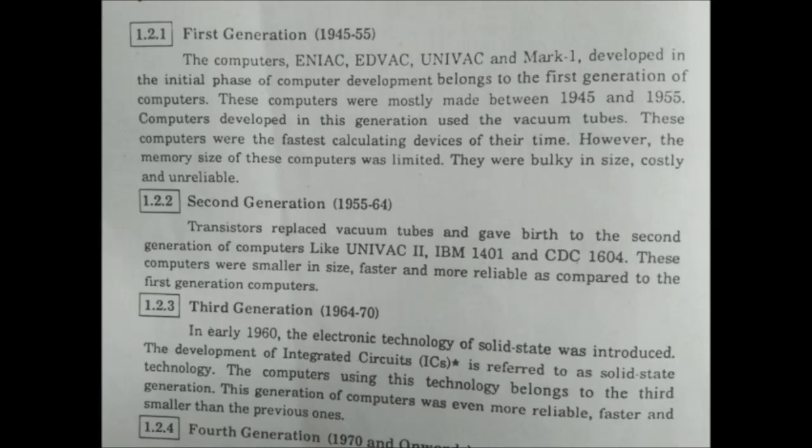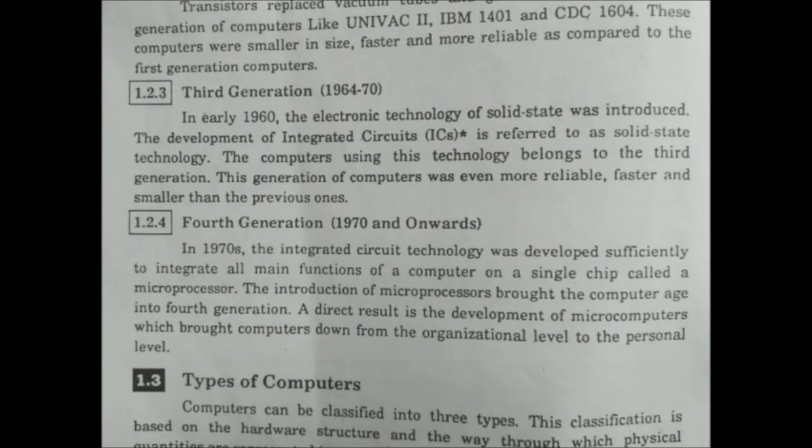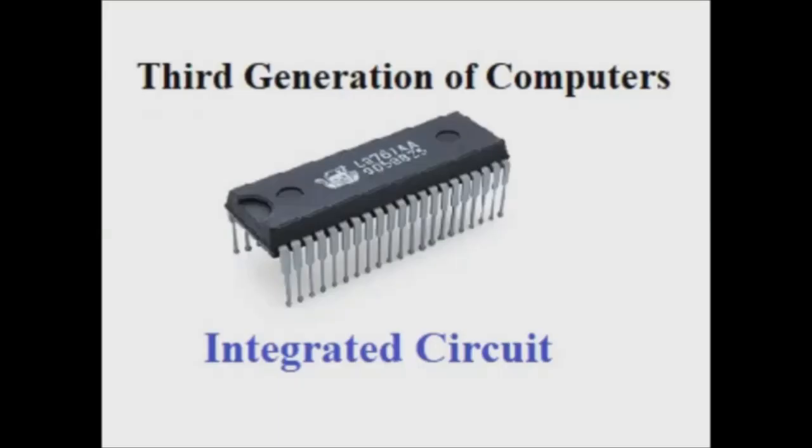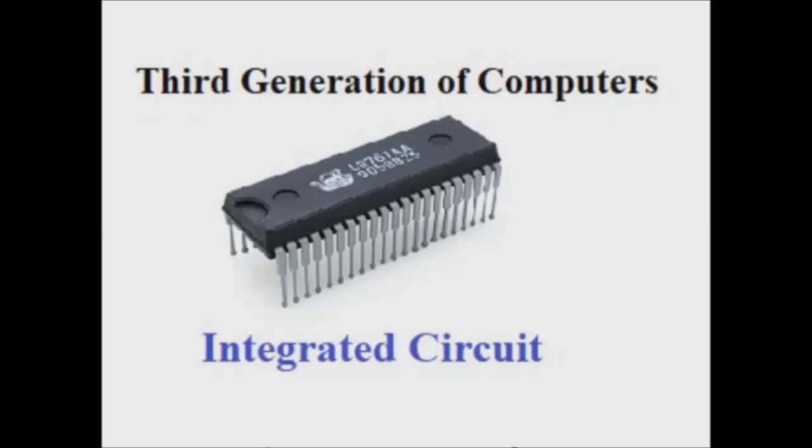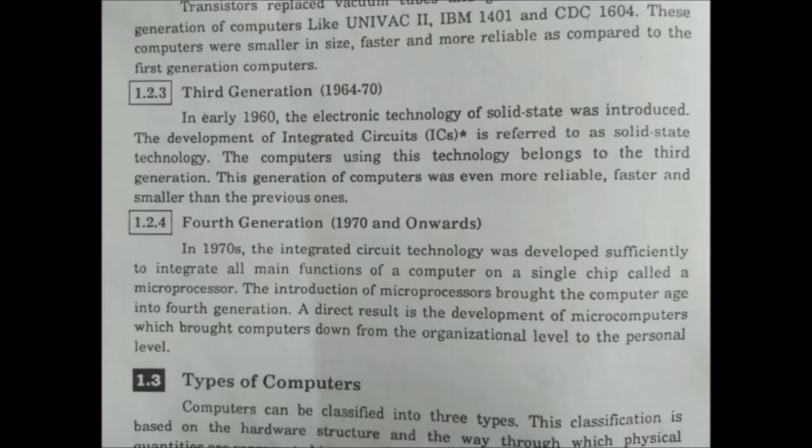So the computers invented in the second generation were more reliable than the computers invented in first generation. Third generation, 1964 till 70. In early 1960, the integrated circuits were developed and the technology of solid state was introduced. This generation of computers was more reliable, faster, and smaller than first and second generation.